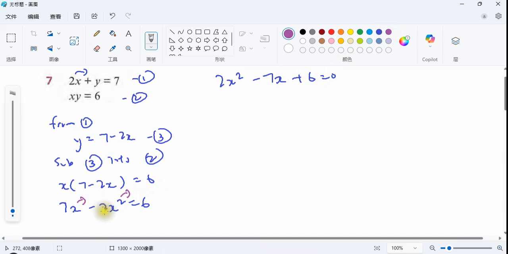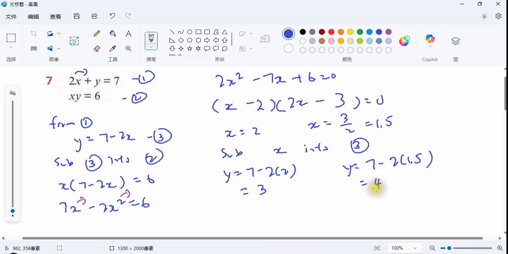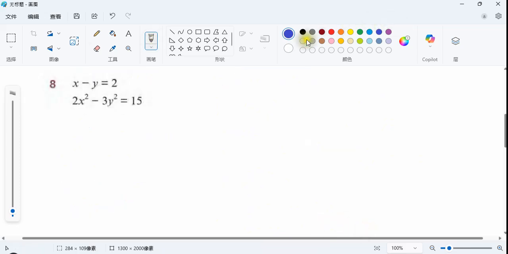We move to this side so that the coefficient of x squared is positive. And then for this one we have the x and the 2x, 2 times 3, 6 minus minus, so x equal to 2 and x equal to 3 over 2, which is 1.5. Then we sub the value of x into equation 3, y equal to 7 minus 2 times 2, then it's 3, y equal to 7 minus 2 times 1.5, it is 4. Okay, so when x equal to 2, y equal to 3, and then when x equal to 1.5, y equal to 4.